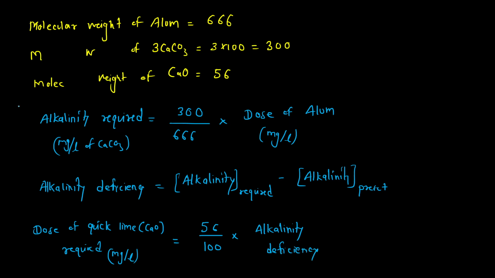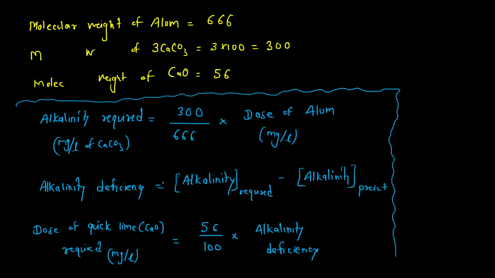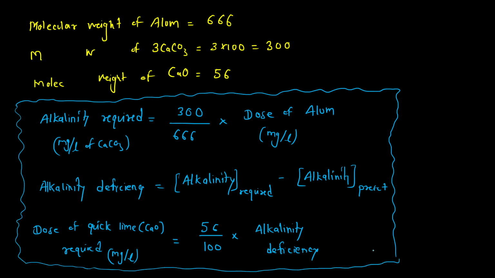So these are the three important formulas from which the questions on alum are asked. You may be asked to calculate the dose of alum, where the alkalinity required is given, or sometimes you have to calculate the alkalinity deficiency or the dose of quicklime required. By using these three formulas we will be solving the questions on alum. The questions we will be taking in the remaining videos. Now we will only be covering the theoretical concepts.